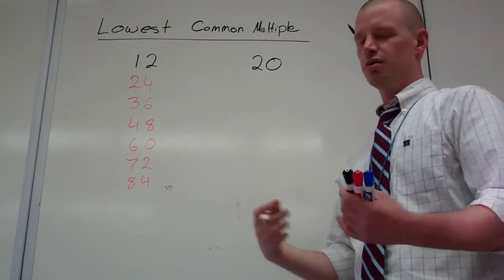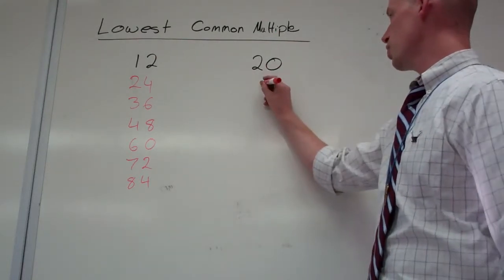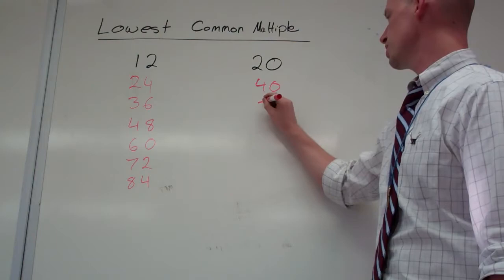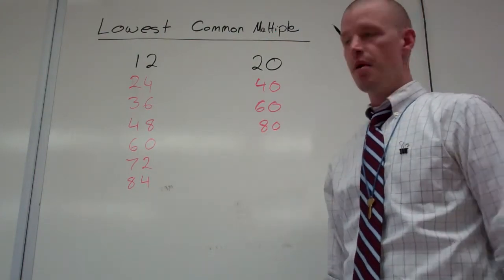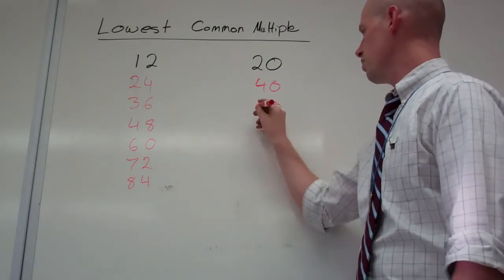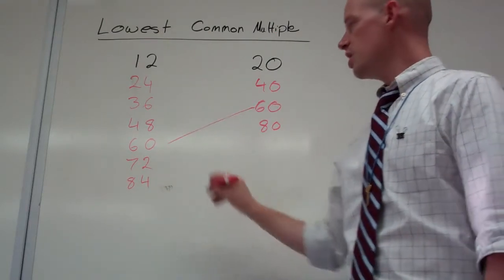Let's just go over to 20. Let's just see what happens. 20 times 1 is 20. 20 times 2 is 40. 20 times 3 is 60. 20 times 4 is 80. And you know what? I can stop. I saw right there that these two numbers are the same.